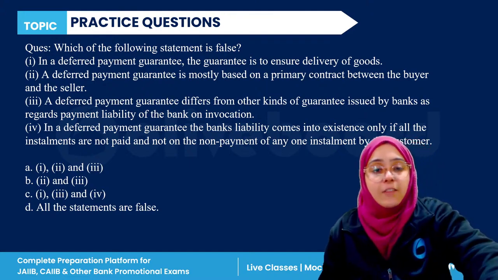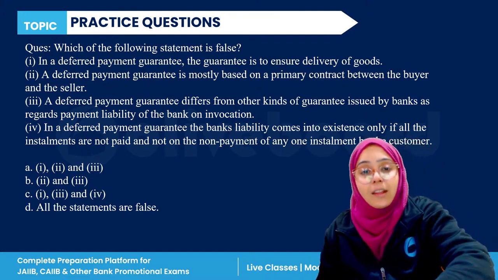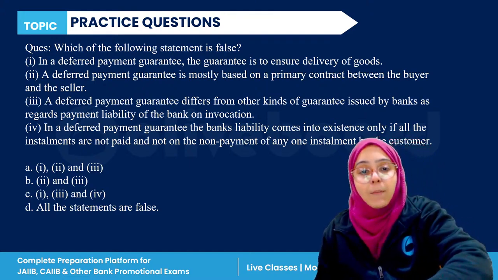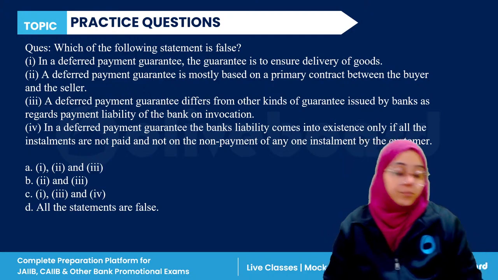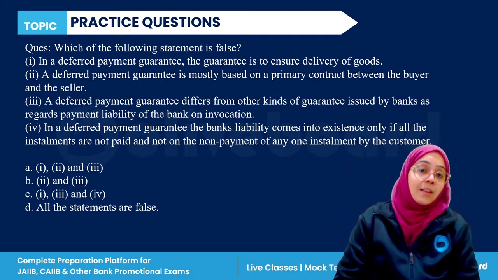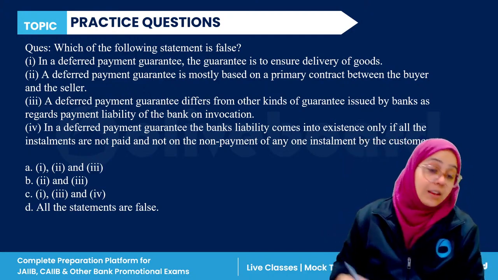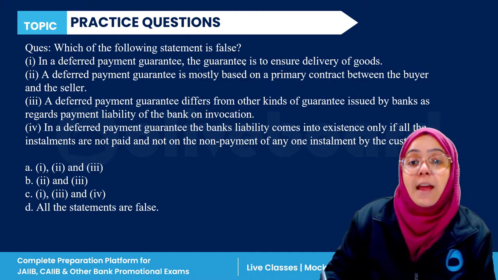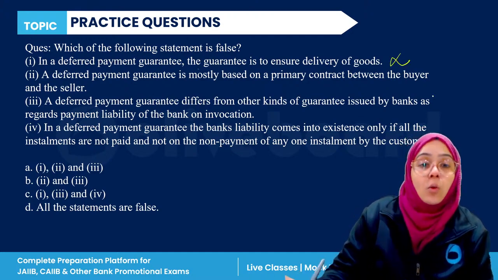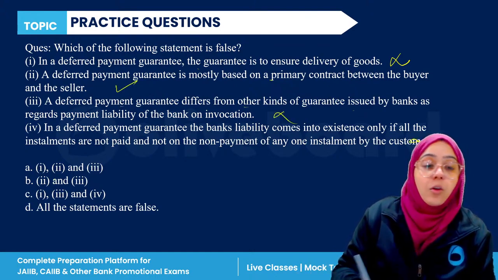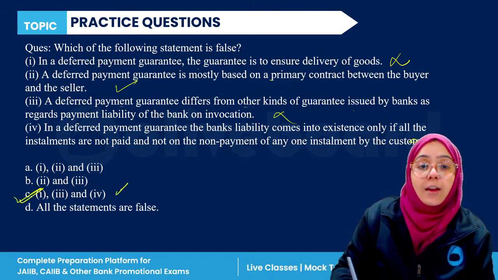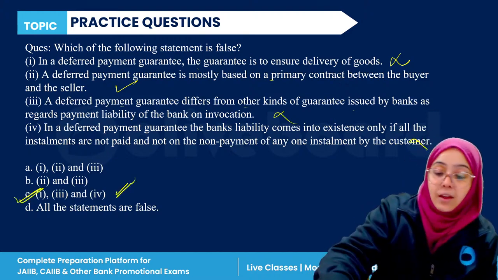Deferred payment guarantee. Which of the following statements is false here? So the correct answer is, what? Yes, first of all, in deferred payment guarantee, the guarantee is to ensure delivery. No. Deferred payment guarantee is mostly based on the primary contract. True. So first, third, and fourth are wrong, and second is correct, right?